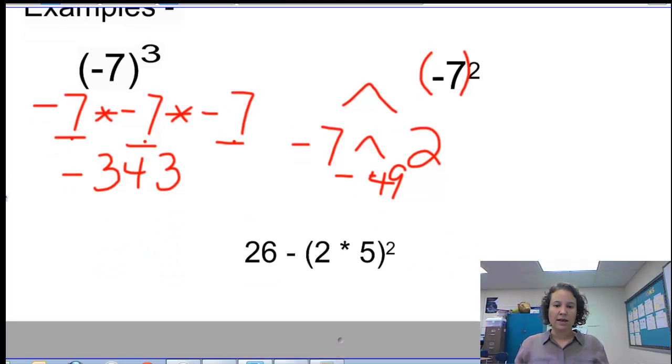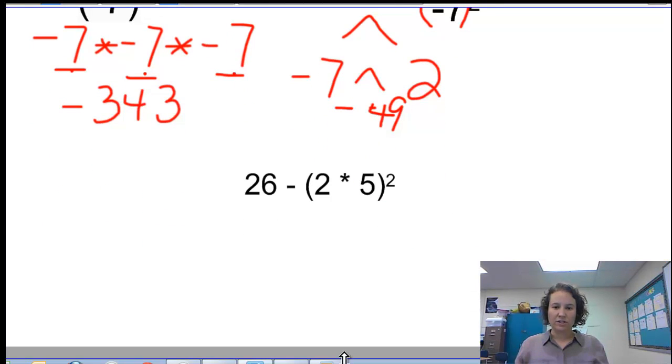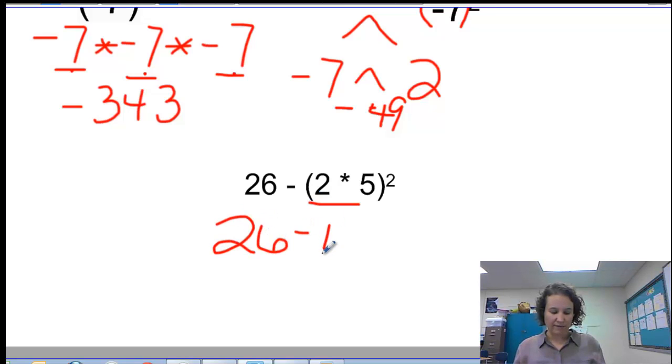So here's another example. If we look at this now, there are several operations here, so we need to follow our order of operations. What our order of operations tells us to do is first do anything that's inside of parentheses. So if I look at this problem, I do have parentheses. I'm going to do this 2 times 5 first. So I'm going to rewrite the problem: 26 minus 2 times 5 is 10 to the second power. And I didn't take the 5 to the second power because this power is outside the parentheses. So I did the parentheses first. Now I'm going to do the exponent.